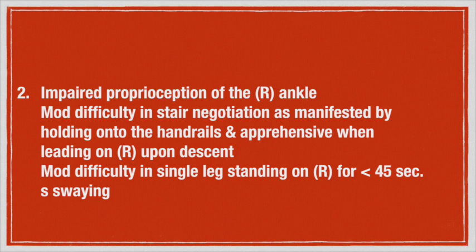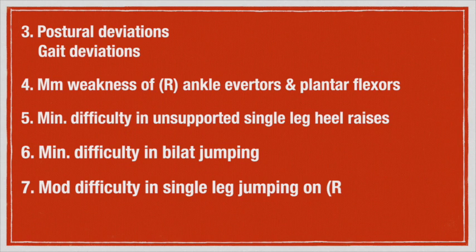Next is impaired proprioception of the right ankle, along with moderate difficulty in stair negotiations and moderate difficulty in single leg standing on right. Both functional activities are a result of the impairment, and by treating the proprioception deficit, both functional activities can also be addressed. Postural and gait deviation is third, since the flat-footedness exhibited by the patient is flexible and less difficult to treat compared to a rigid one. Also, the gait deviation is a result of the flat-footedness, which is a postural deviation.